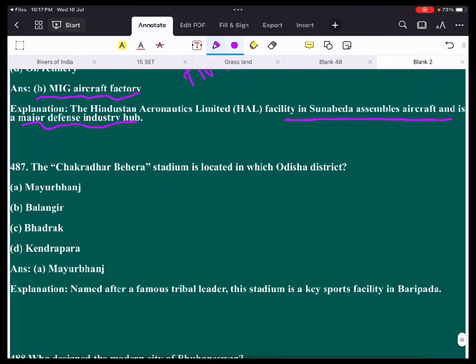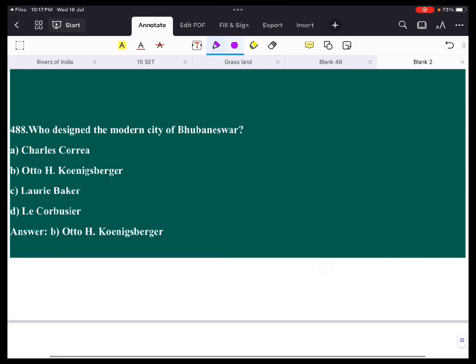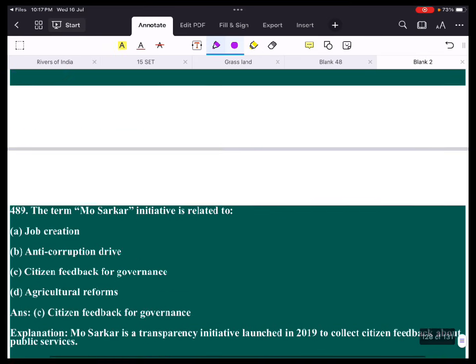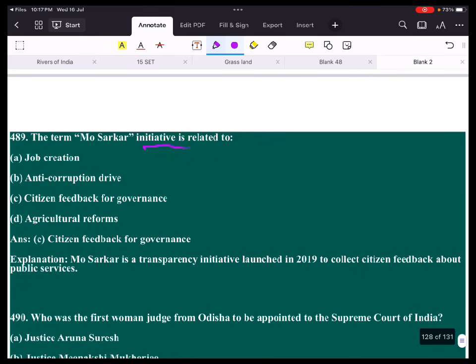A. Chakradhar Behera. The Chakradhar Behera Stadium is located in which Odisha district? That is Mayurbhanj. Option A. Who designed the modern city of Bhubaneswar? It is option B, Otto H. Koenigsberger. The Mo Sarkar initiative is related to option C, citizen feedback for governance.